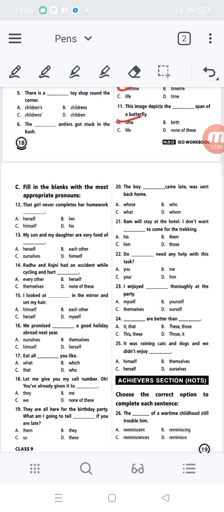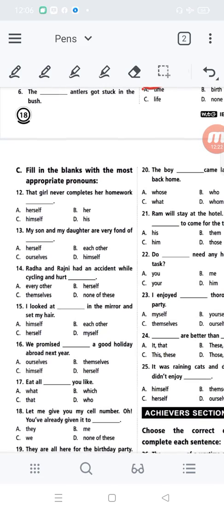See question number 12. That girl never completes her homework. What are the options given? Herself, her, himself, his. What would be the correct option? That girl never completes her homework.